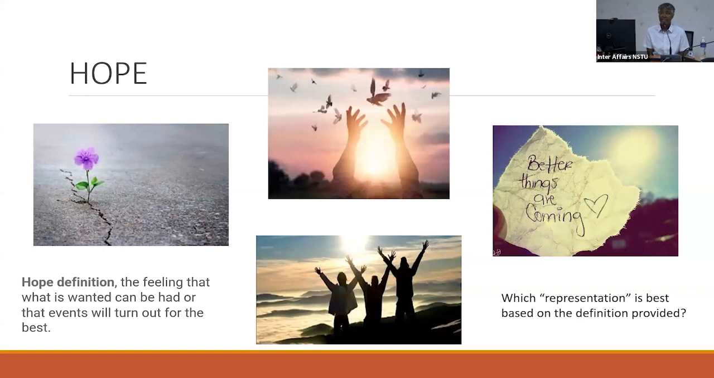All right, now that is our new working definition. We're going to use this definition of hope: the feeling that what is wanted can be had or that events will turn out for the best. Now, which of these four pictures do you think is the best match for that specific definition?